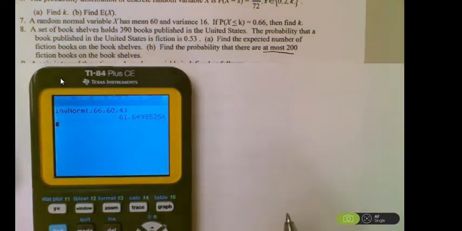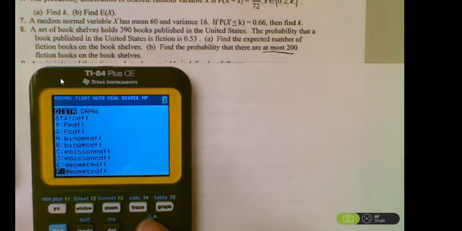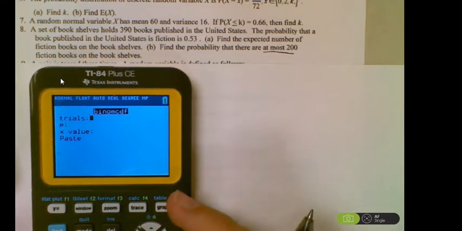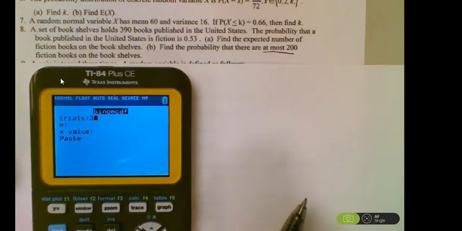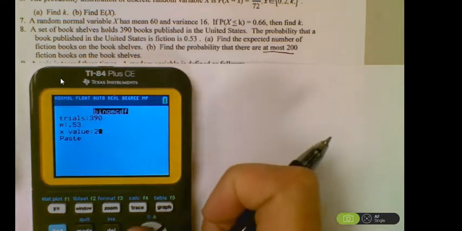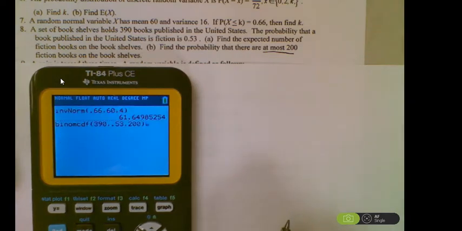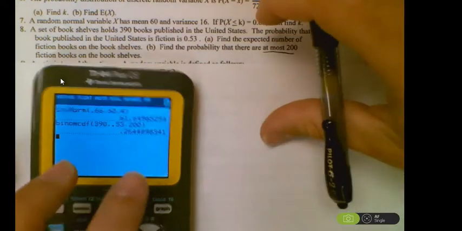So if I go into my distribution, binomial cumulative, again we have 390 books, or trials. The probability of success for publishing was 53%. This says at most 200, so we're going all the way up to 200. That's all we have to put in, and it should give us our answer: 0.264 for that one. Moving on to number 9.